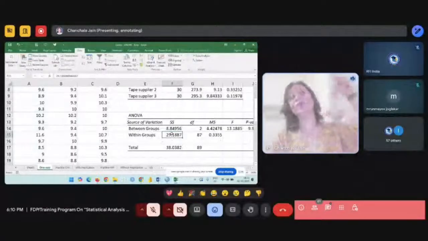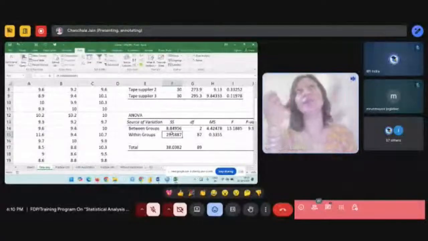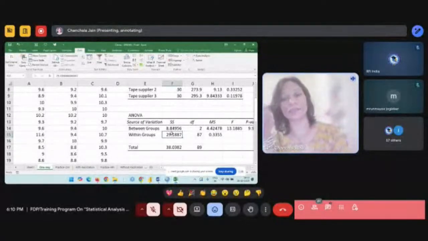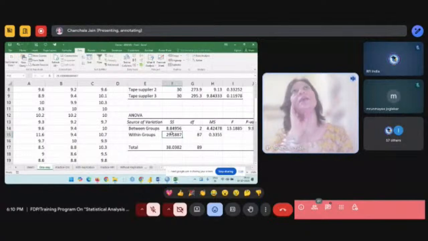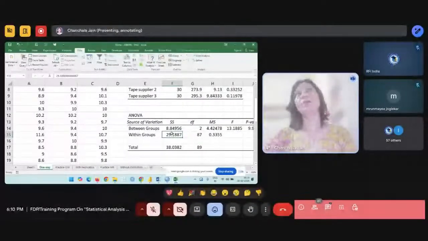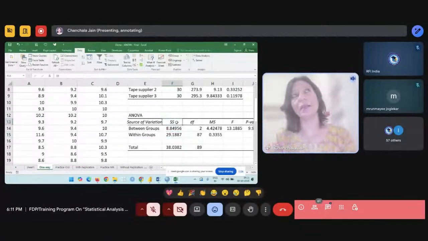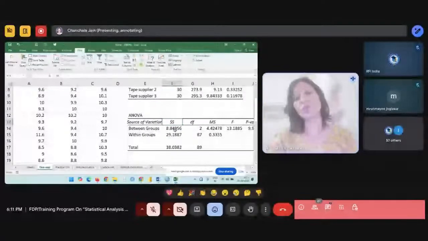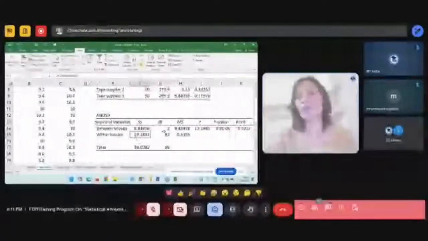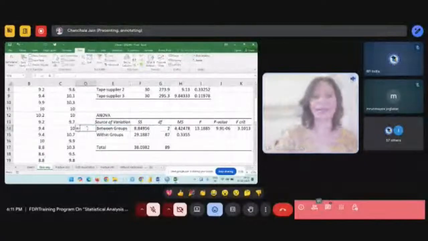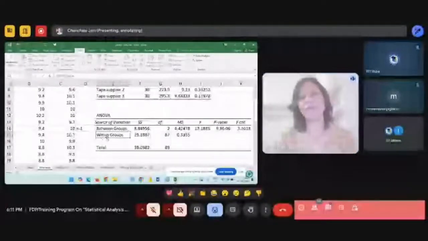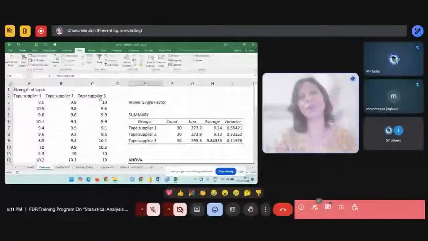Now, coming to the next column, which is the sum of squares. When we talk about the calculation of variance, suppose I have a series X. If I calculate the variance, it is the summation of (X minus X bar) squared divided by N, right? That is why it is named sum of squares. So between group sum of squares and within group sum of squares are here. Degrees of freedom in the case of between groups is k minus 1. How many groups do we have? We have a total of 3 groups, group 1, 2, and 3. So it is 3 minus 1, which is 2.